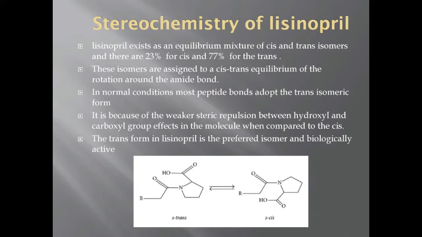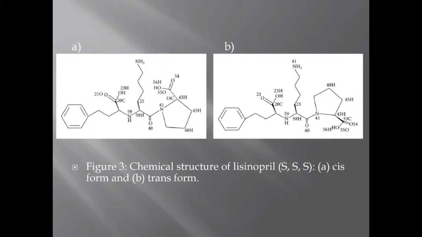It is because of the weaker steric repulsion between the hydroxyl group and the carboxyl group in the molecule when compared to the cis. The trans isomer in lisinopril is the most preferred and biologically active isomer. As you can see in this slide, it shows generally the transformation between the trans isomer and cis isomer. Move on to the next slide.